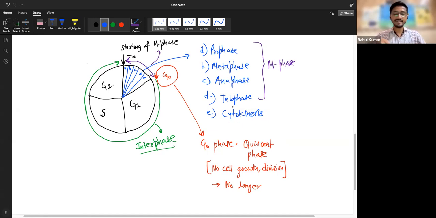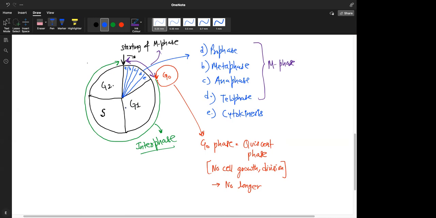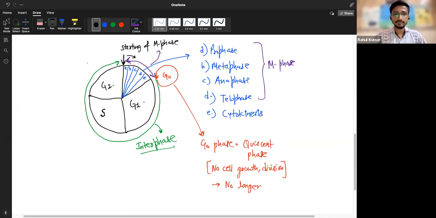If a bigger cell is dividing to form two cells, it is very logical and intuitive to think that the two daughter cells will be smaller in size, at least half the size of the mother cell. So first it grows. G1 is called growth phase 1. Then S. S is for synthesis phase.